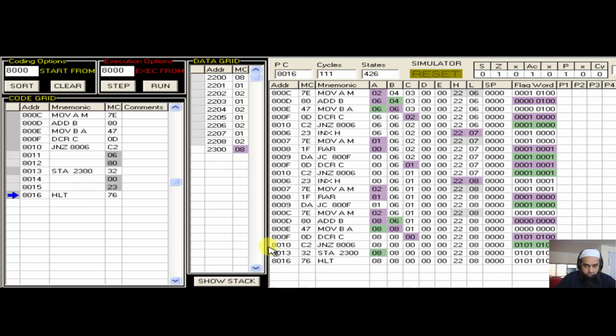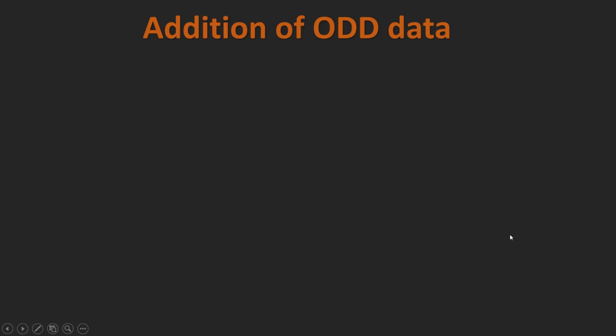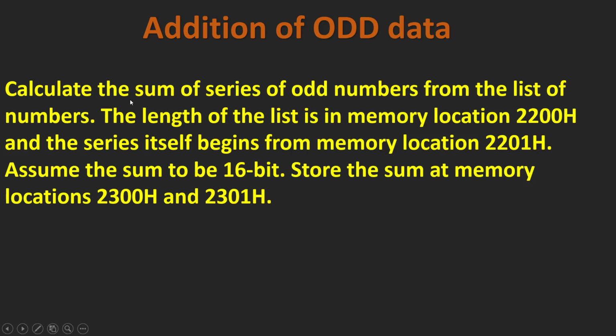So now let's go to the next program. Now the next is addition of odd data bytes. So here calculate the sum of a series of odd numbers in a list of numbers. The length of the list is in memory location 2200H, and the series begins from 2201. Now here we have to assume the sum to be 16-bit and store the sum in memory locations 2300 and 2301. So there are two differences between the previous and this program.